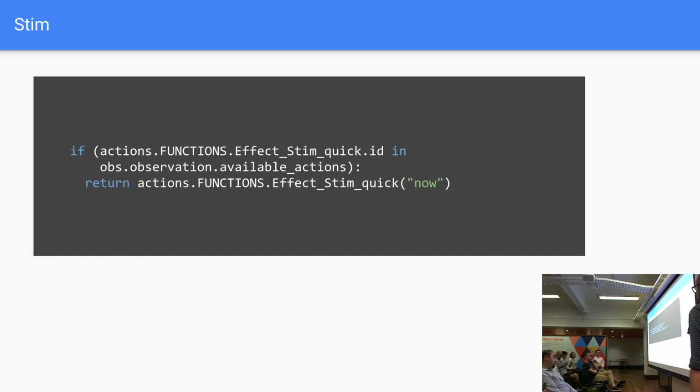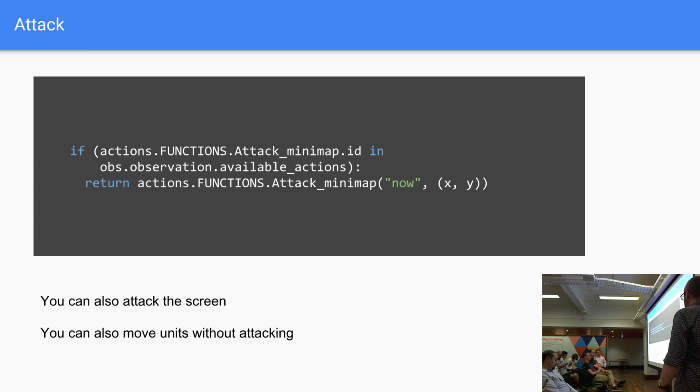Stim is just another example of an effect that we talked about before, except this is applying on an army unit level instead of a building level. Same kind of thing, pretty straightforward. And then probably the most important one you're ever going to use: attack. Once again, you can use the minimap, you can use the screen to attack. And with this command, you can just change the word attack to move, and it'll move the units around. So that's pretty much the most common thing that your bot will be doing.